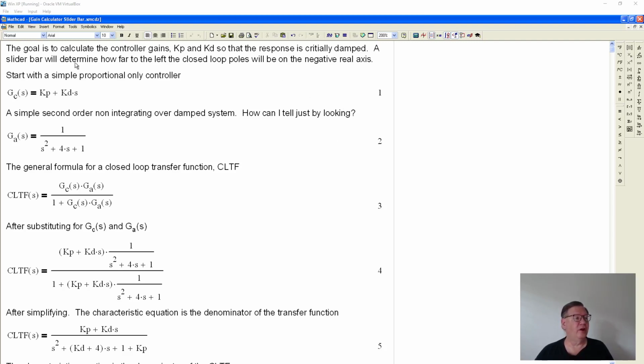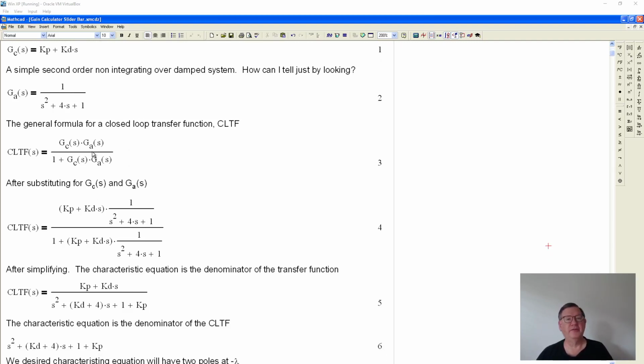What we're going to do is go over the first few equations here pretty quickly because they're a repeat of a previous video. Equation 1 is the controller, proportional gain, derivative gain. We multiply the derivative gain by the S operator, that's the Laplace operator. The second order system is non-integrating. In other words, it's a velocity system instead of a position system.